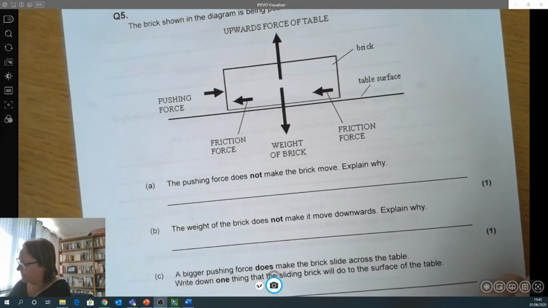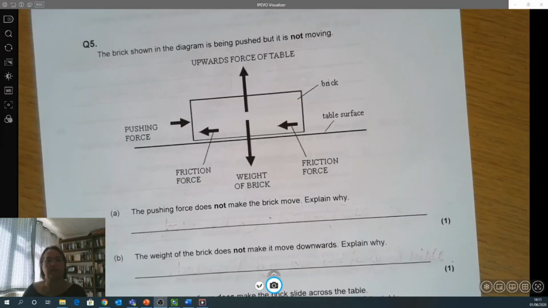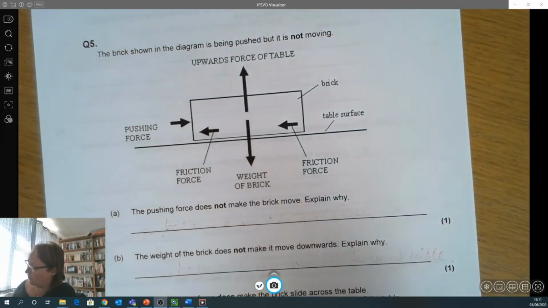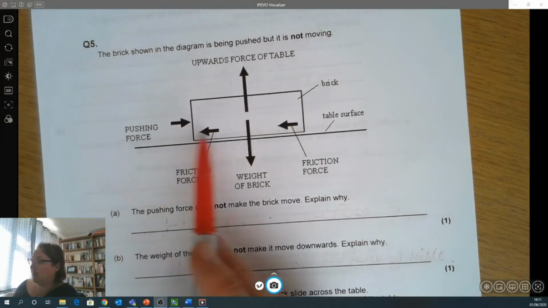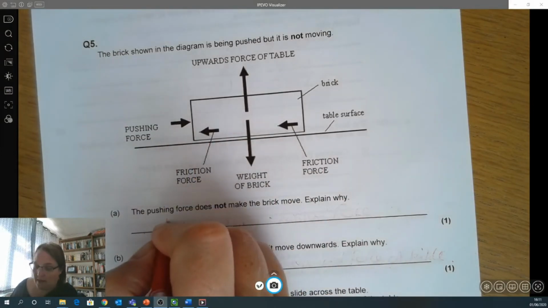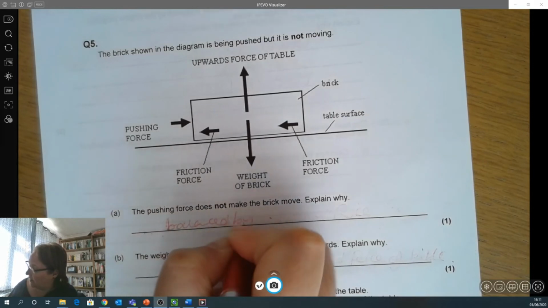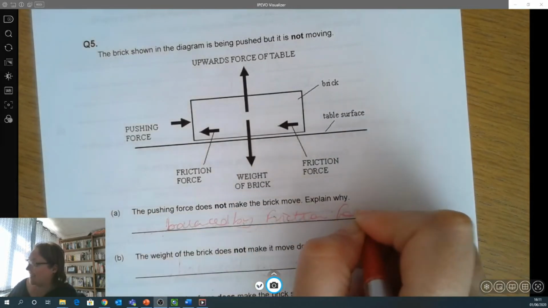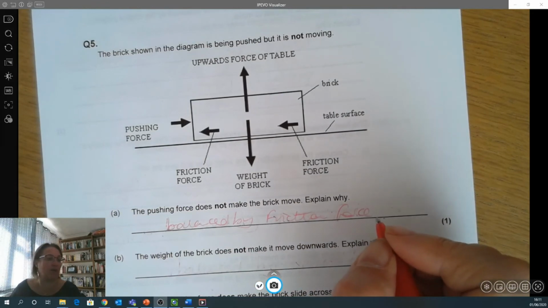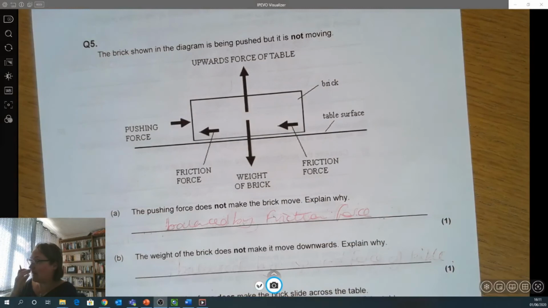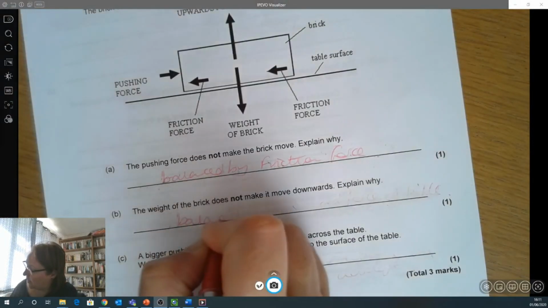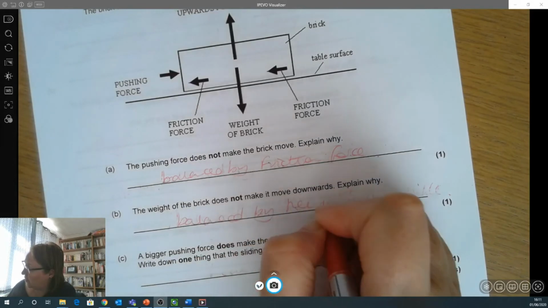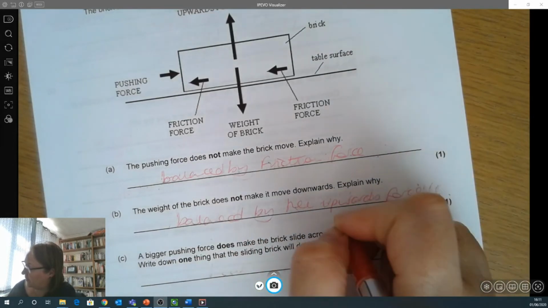Okay, a brick. Question 5. The brick is pushed, but it's not moving. I've got all the forces labelled on my diagram. The pushing force doesn't make it move. Why? They're simply looking at Newton's first law. Because it is balanced by the friction force. So you could say it's equal to the friction force, and you'd get that mark as well. The weight doesn't make it move downwards because it's balanced by, or is equal to, the upwards force of the table.